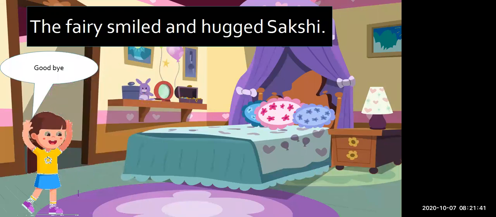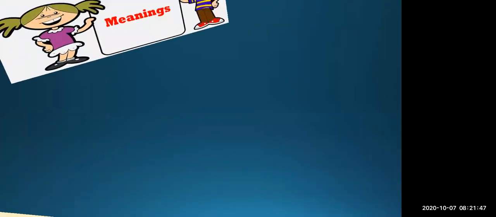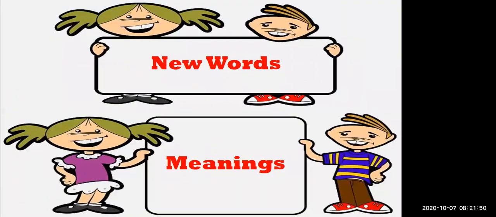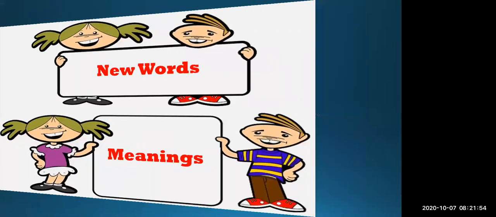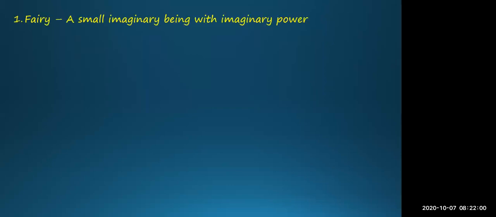Okay. So do you like this story? I also like this story. Now it's an assessment time, children. Let's see what are the new words and their meanings of this story. So the new words are, the first word is fairy. What is fairy, children? Fairy is a small imaginary being with imaginary power.